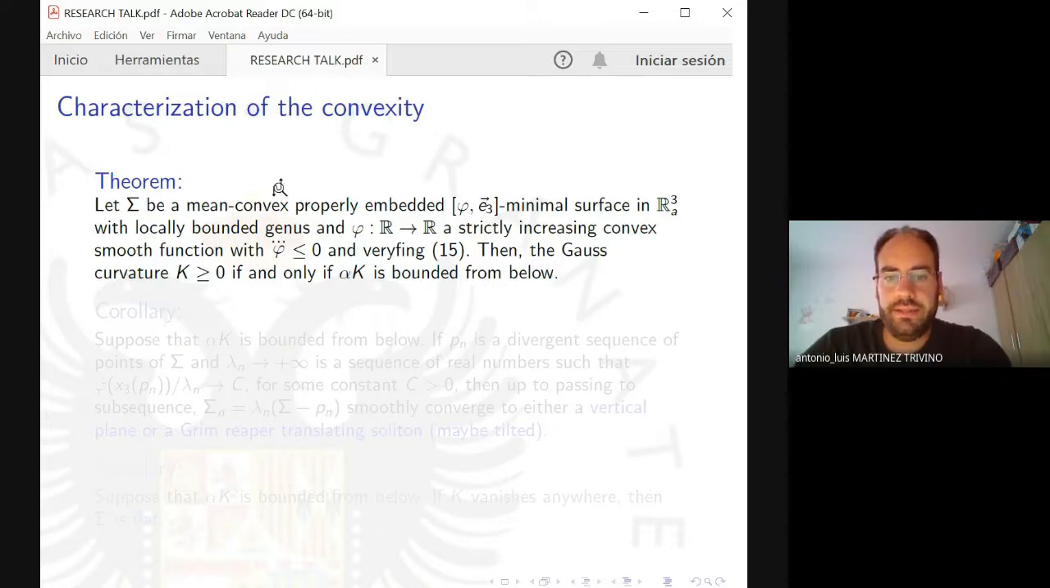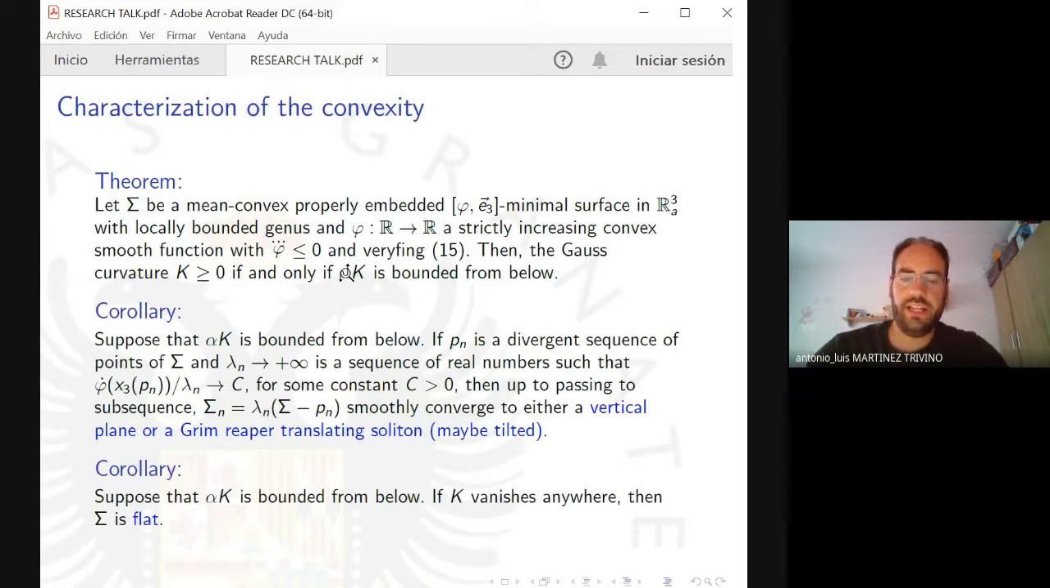Let sigma be a mean convex properly embedded phi3 minimal surface with locally bounded genus. Consider phi a smooth function satisfying the previous condition. Then the Gauss curvature K is non-negative if and only if this function is bounded from below. Notice that for the particular case of translating soliton, alpha is equal to 0, so we recover the Spruck-Xiao theorem.